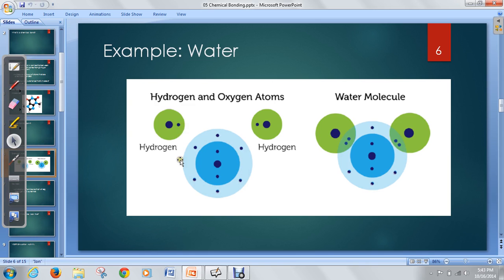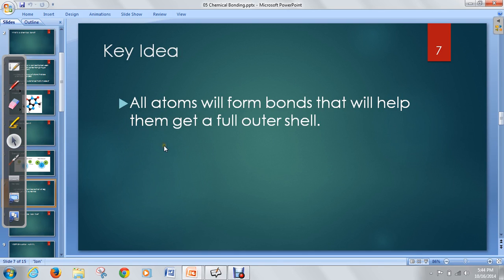If oxygen wants to become like a noble gas, it needs to have 8 valence electrons. It needs to have that full outer shell. So it's going to combine with these two hydrogens, and they're going to share their electrons with the oxygen atom. So now we have 1, 2, 3, 4, 5, 6, 7, 8. Oxygen now has 8 valence electrons, and it's stable. It's like a noble gas. So that's why these bonds form, because this is the key idea: all atoms will form bonds that help them get a full outer shell of electrons.